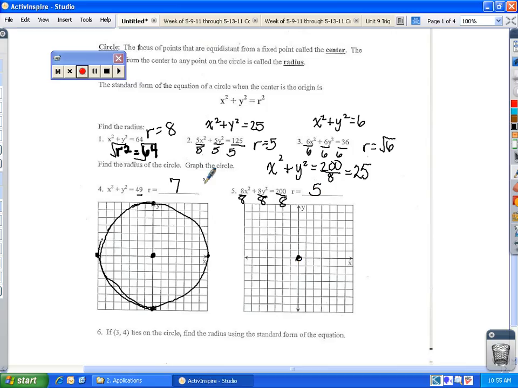So you're going to plot your center. And then you're going to go 5 up, 5 over, on all sides, and then you're going to sketch your circle.